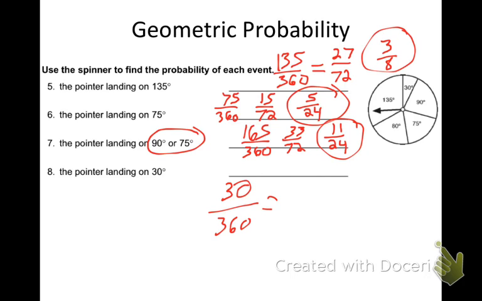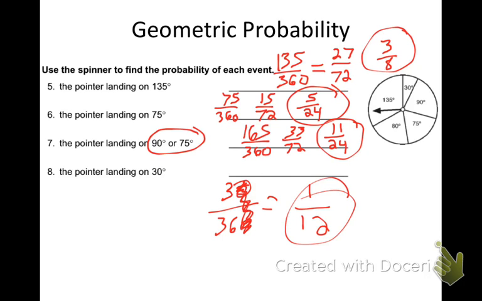No. First off, they both have zeros, right? Yeah. So let's just cross the 0 off. I get 3 over 36. Now simplify it. What do you get? 1 over 12. Good work. 1/12. Okay.